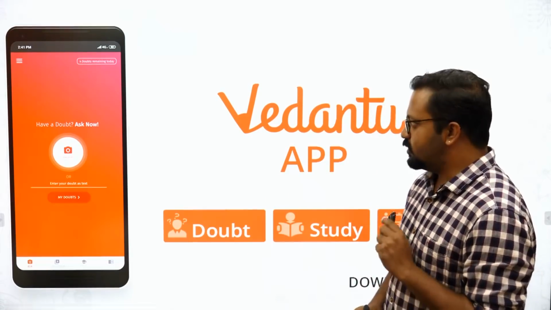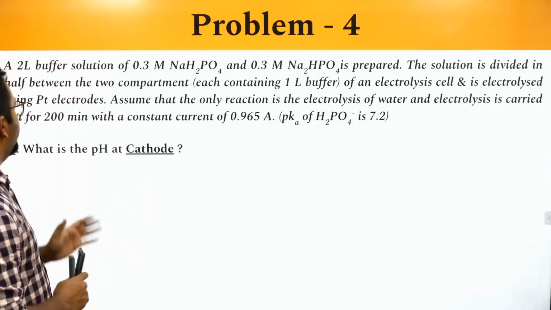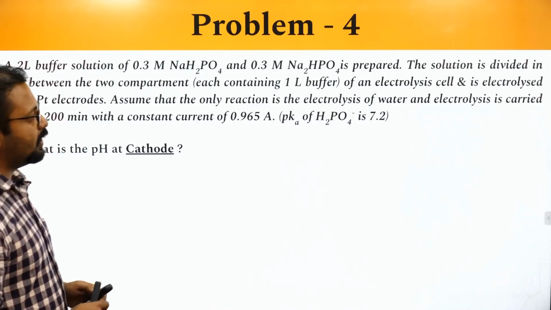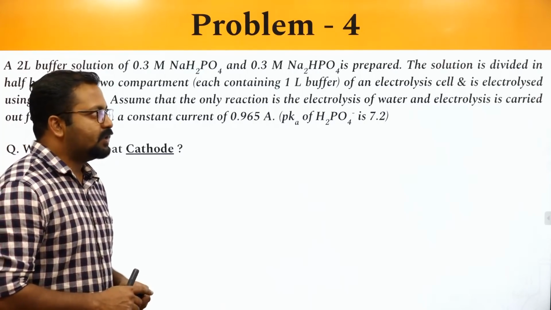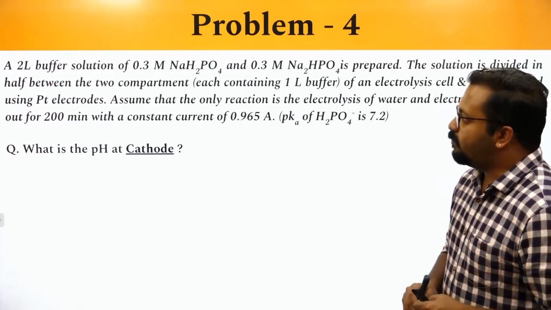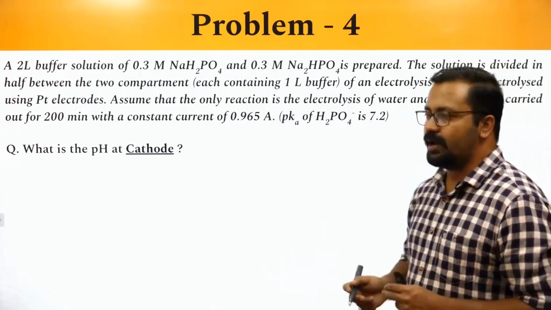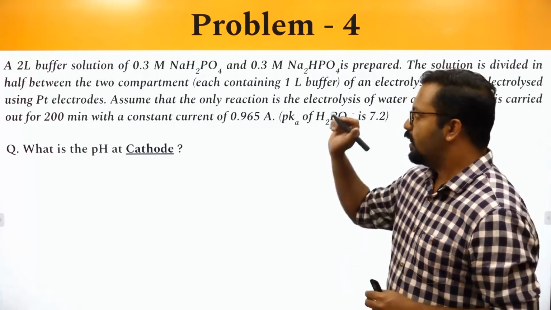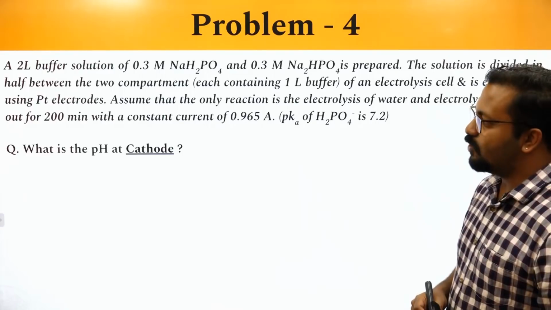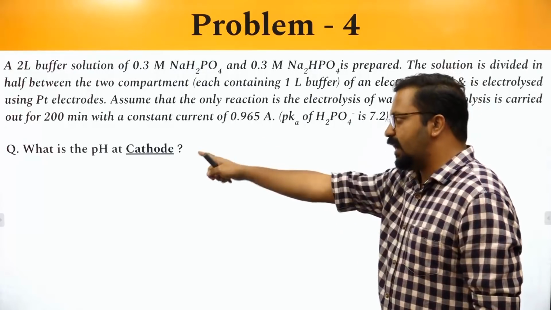So our next question is this. This question is very interesting. Let's read the question. A 2 liter buffer solution of 0.2 molar NaH2PO4 and 0.3 molar Na2HPO4 is prepared. The solution is divided in half between 2 compartments, each containing 1 liter of the buffer of an electrolysis cell, and it is electrolyzed using platinum electrodes. Platinum electrodes are inert electrodes. Assume that the only reaction is electrolysis of water, and electrolysis is carried out for 200 minutes with a constant current of 0.965 amperes. What is the pH at the cathode?